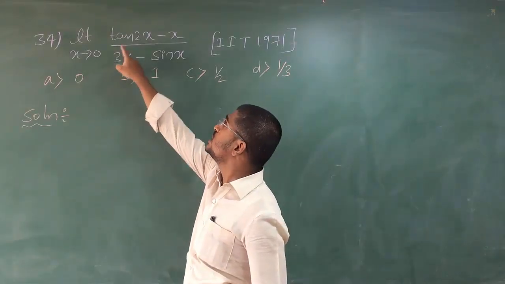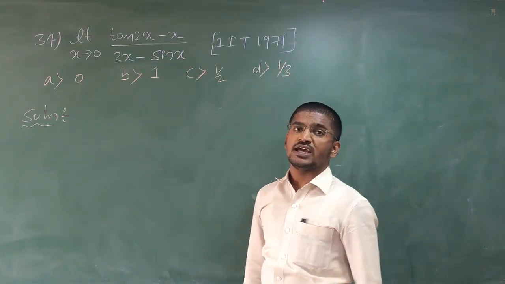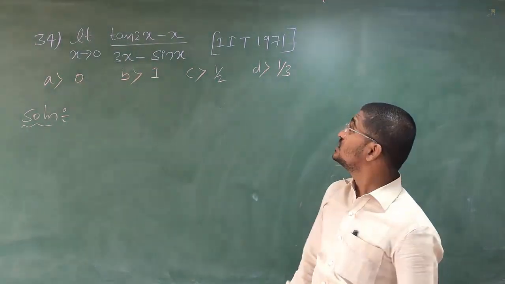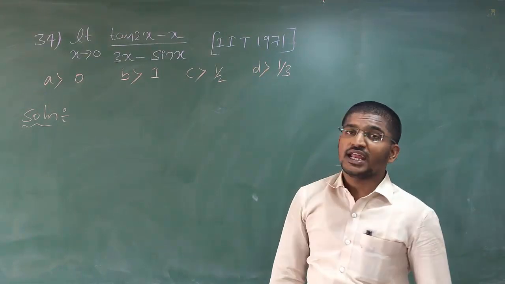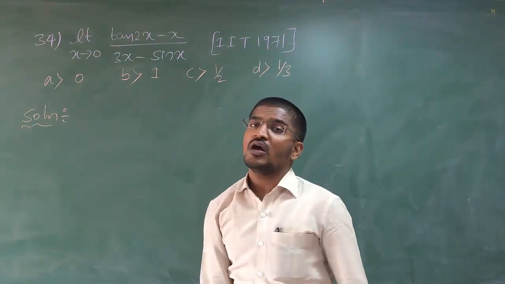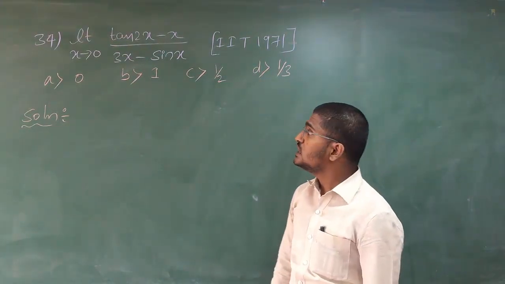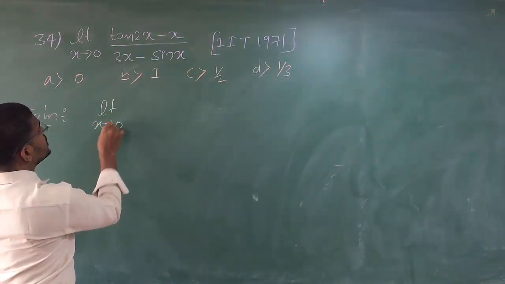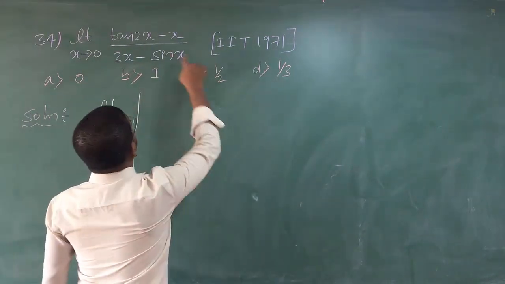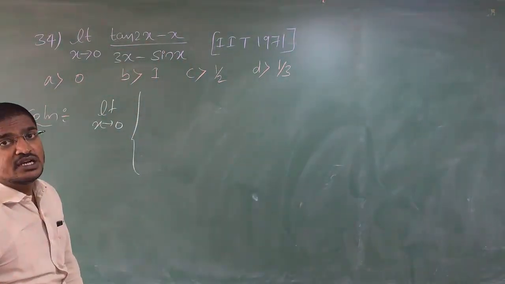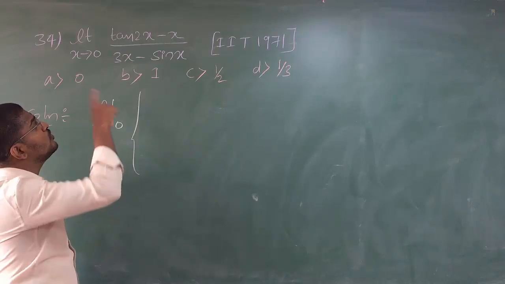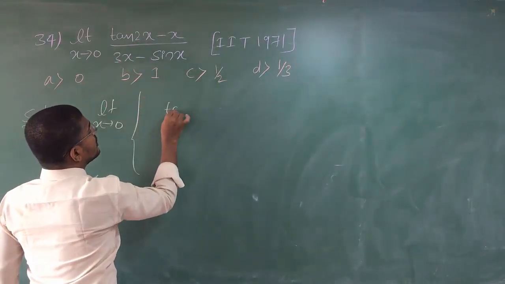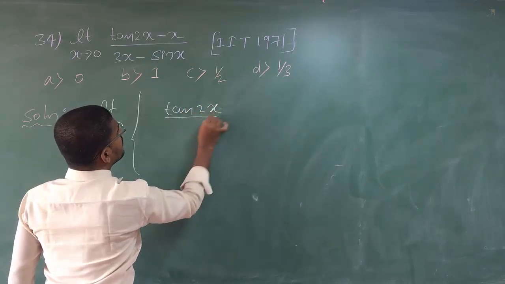Limit x tending to 0, tan 2x minus x divided by 3x minus sin x. This was asked in 1971 and these are the 4 options. So for this, let us solve. Limit x tending to 0. Here you have to adjust the terms, dividing by x for numerator as well as denominator. What happens here? Tan 2x divided by x.